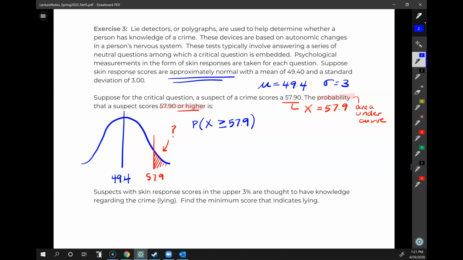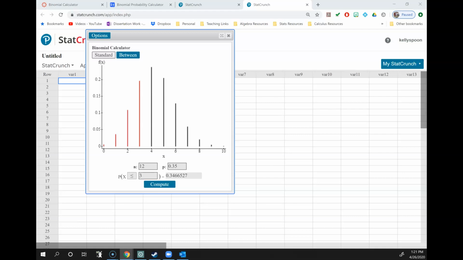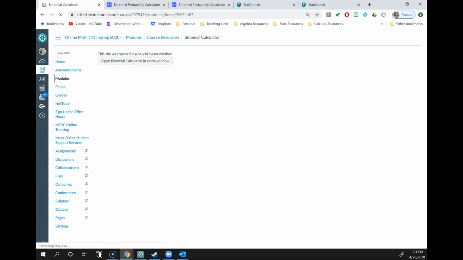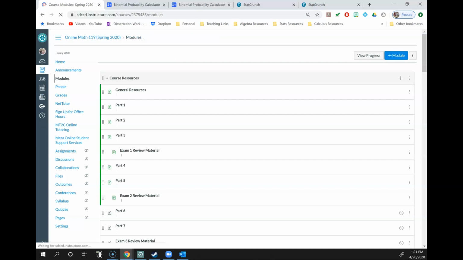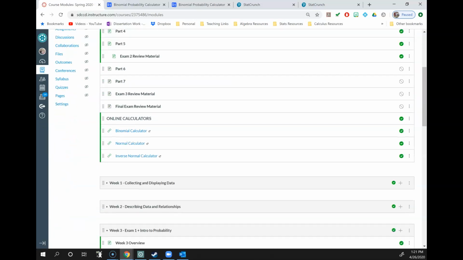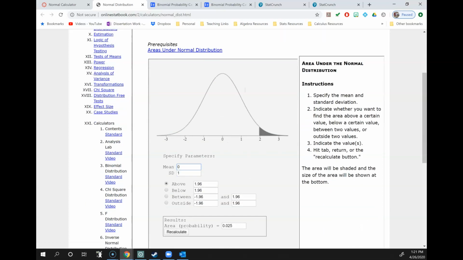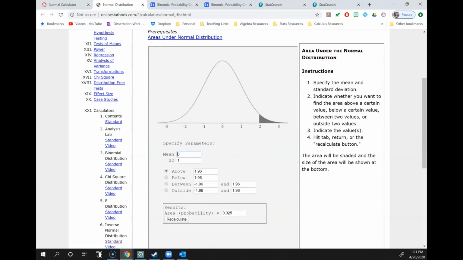So what you should be doing instead is coming to a calculator. I added some calculators to our course resources. We have 2 different calculators down here, a normal calculator and inverse normal. If you want an area under the curve, we're going to be using the normal calculator shortcut. You can see here it does default to a standard normal, a mean of 0 and a standard deviation of 1, but you can change this up.